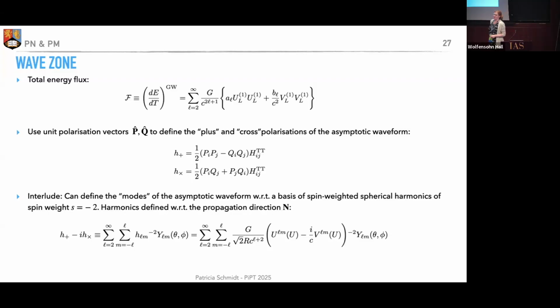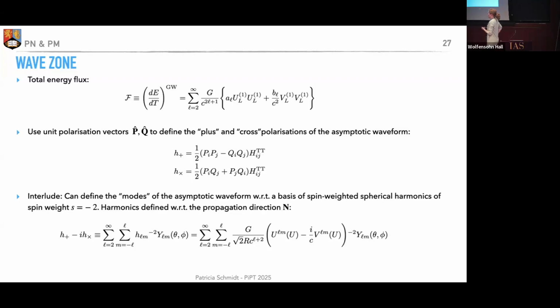We do a lot more with modes. So how do we define those modes? It turns out, as Bruce was mentioning before, these are spin 2 fields. And so we can decompose them in the basis of spin 2 weighted spherical harmonics. These are these YLMs here, and these coefficients HLM. This is what we call the modes.